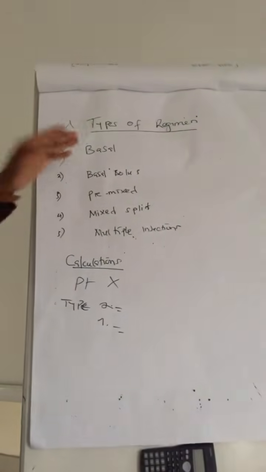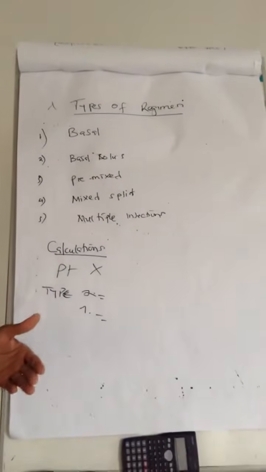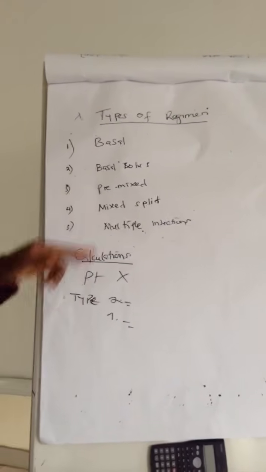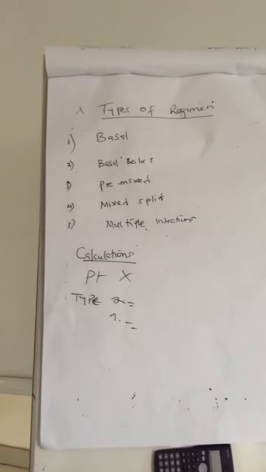Hello ladies and gentlemen, once again, this is the last part now, the calculation, which you've been waiting for. So basically, it won't take much of your time. I'll start here. These are the different types of regimens that are there for a patient: basal bolus, premixed, mixed split, and also multiple injections.